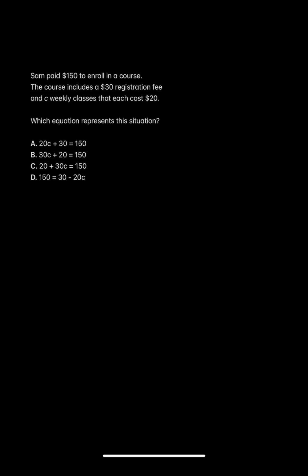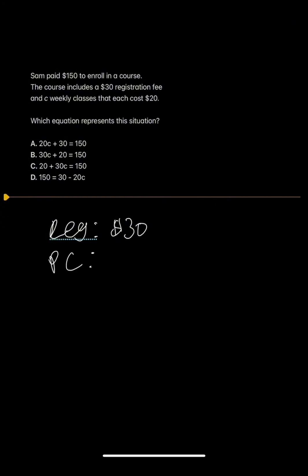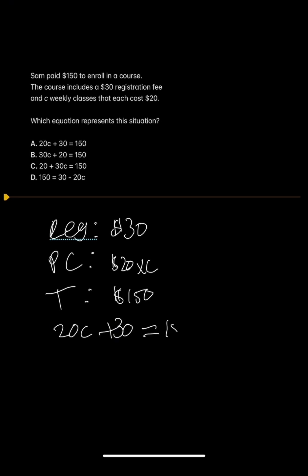So again, one of the best things to do for questions like this is just interpret it, write down our variables, and figure out what's happening here. So we know that for one, we have a one-time registration fee, so we can just put reg, but registration fee of, let's say, $30. We know that the cost per class, let's just say PC, costs $20 times C. And then we know that the total, we'll just call that T, is equal to $150. So given this information, we could say that 20C plus 30 is equal to 150, which will give us an answer choice of A.